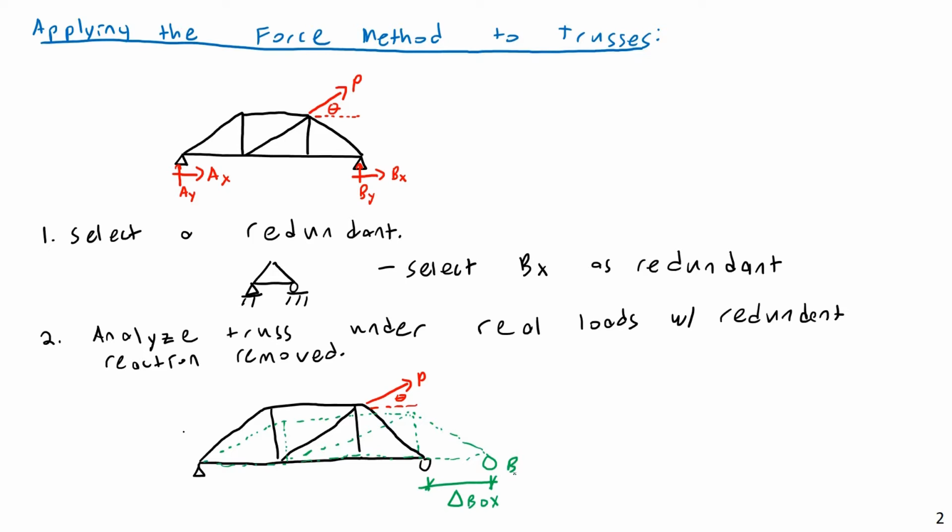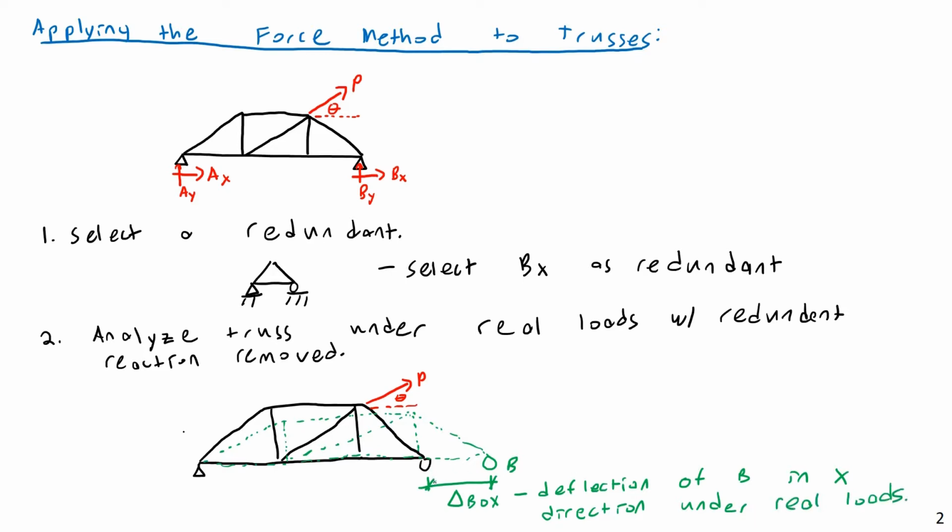And that would be important in case I needed to do maybe 2 virtual loads on one joint. So delta B naught X, for example, would be the deflection of B in X direction under the real loads. Under real loads. So how can I find this?